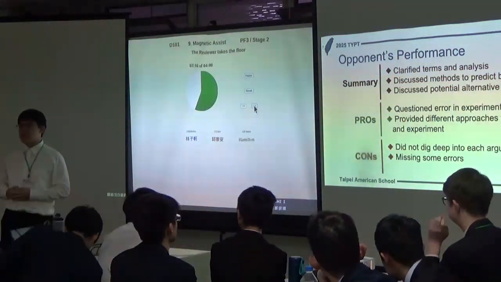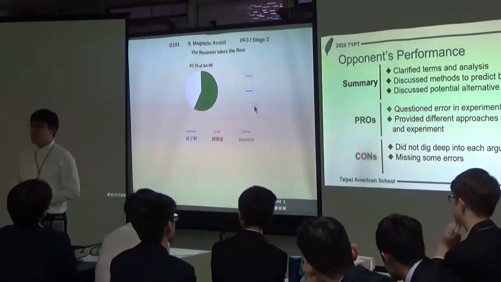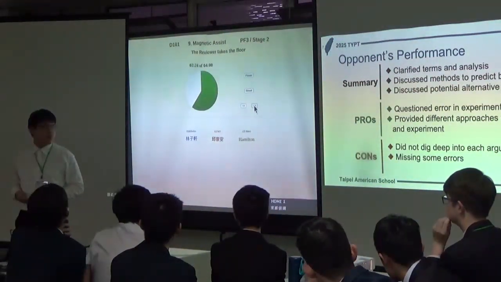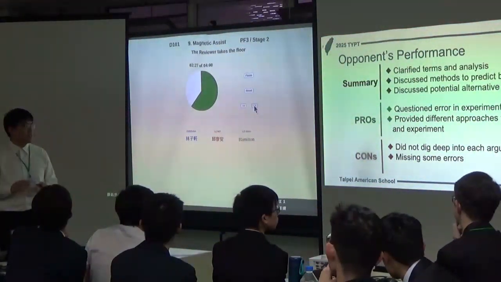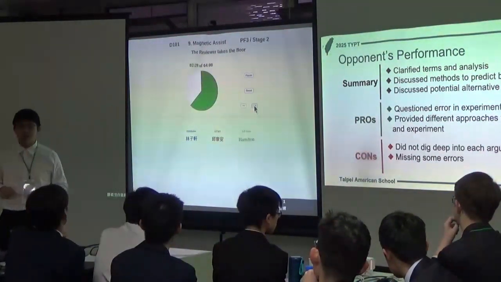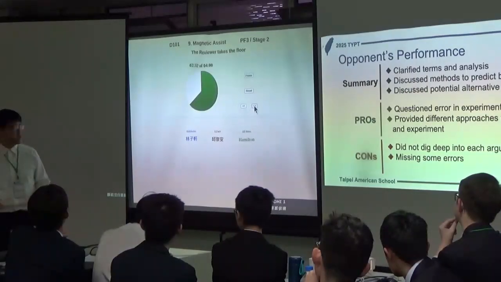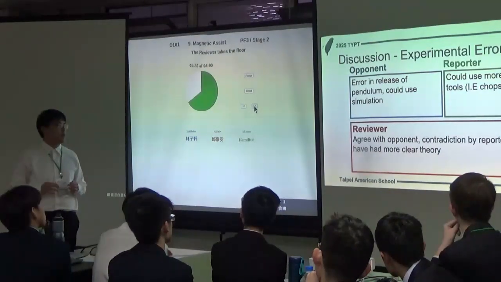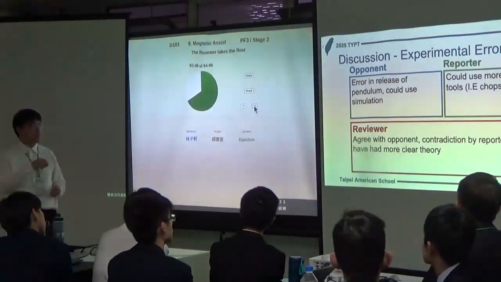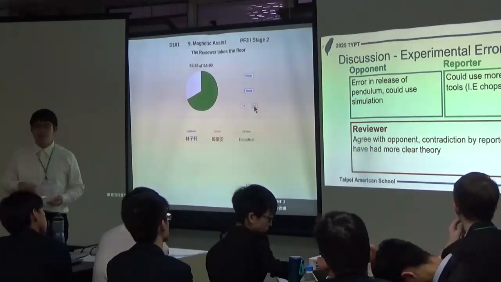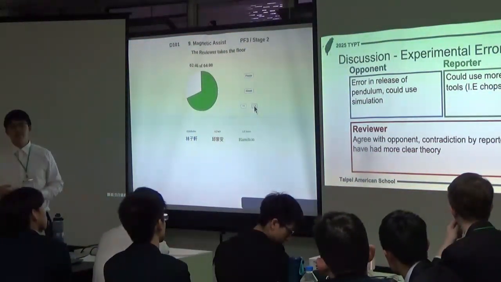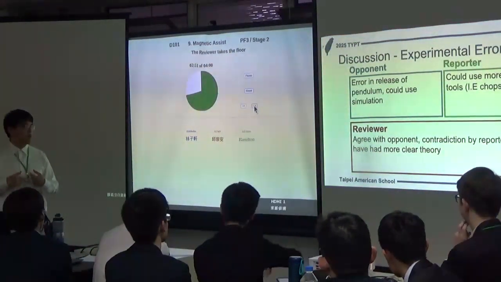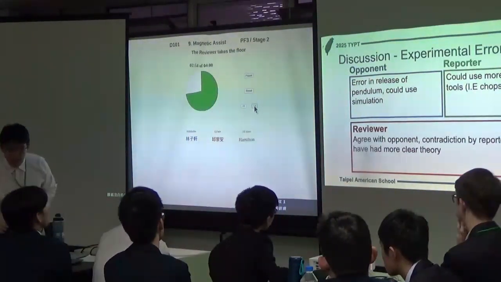Some pros in the opponent's performance were that they questioned the uncertainty inside the reporter's experiment. They also attempted to provide different insightful approaches to the theory of the experiment. However, I think they could have gone just a bit deeper into each of the arguments that they brought up, and they are still missing some sources of error. First of all, the source of error that the opponent talked about was the release, which could have used a simulation to help support. The reporter said that it could indeed have used some more precise tools, and I did agree with the opponent. Yes, I agree with the opponent.